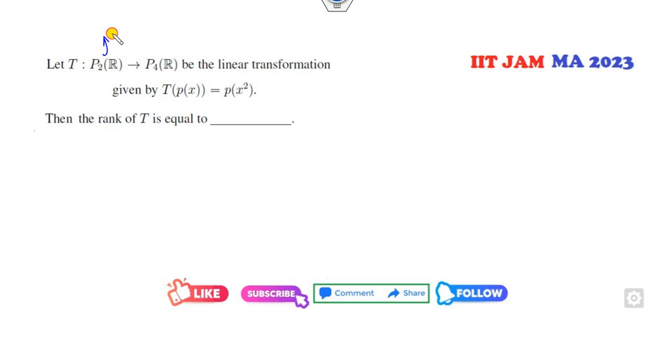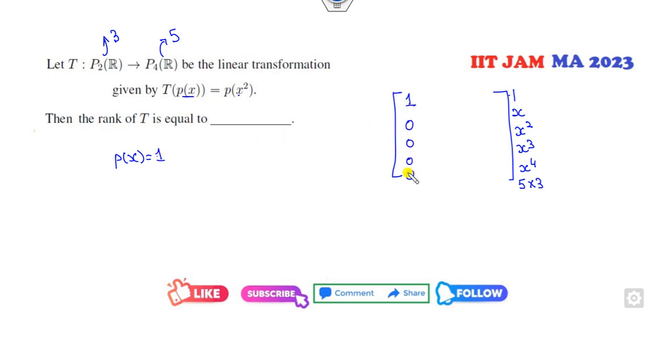What is the dimension of this? 3. Dimension of this is 5. So your target is to construct the 5 cross 3 matrix. 1, x, x square: 1, 2, 3, 4, 5. Fine. So firstly, if you take p of x is my 1, so it is a 1. What is the p of x square? P of x square is also 1. So that means 1, 0, 0, 0, 0.